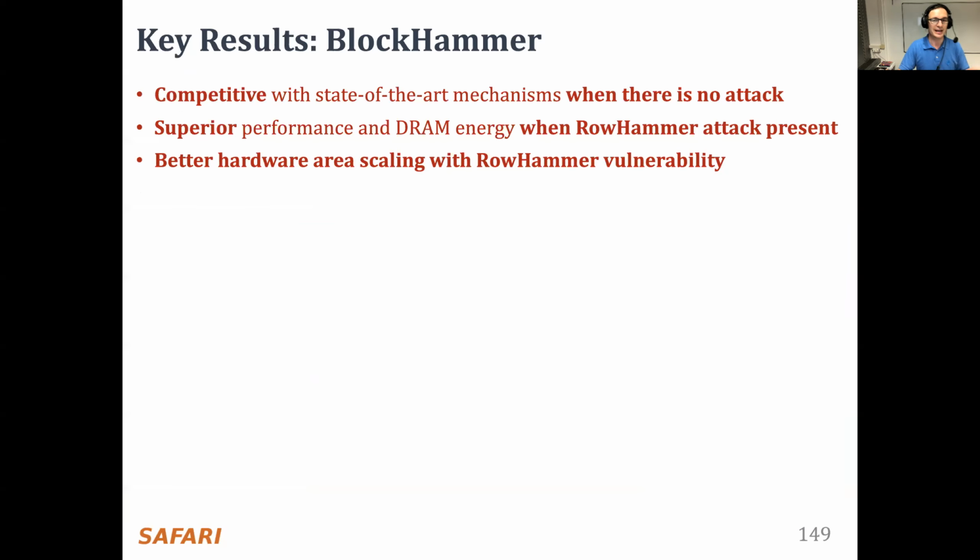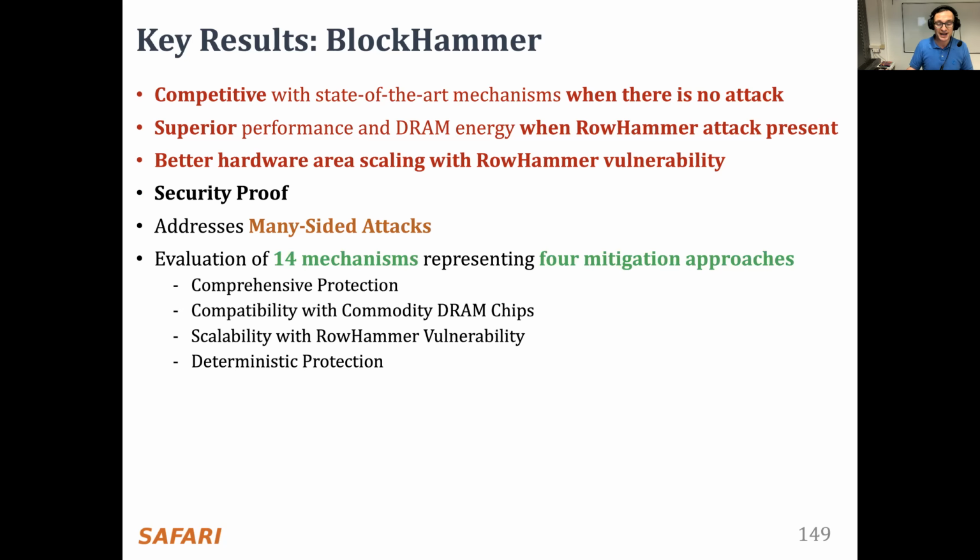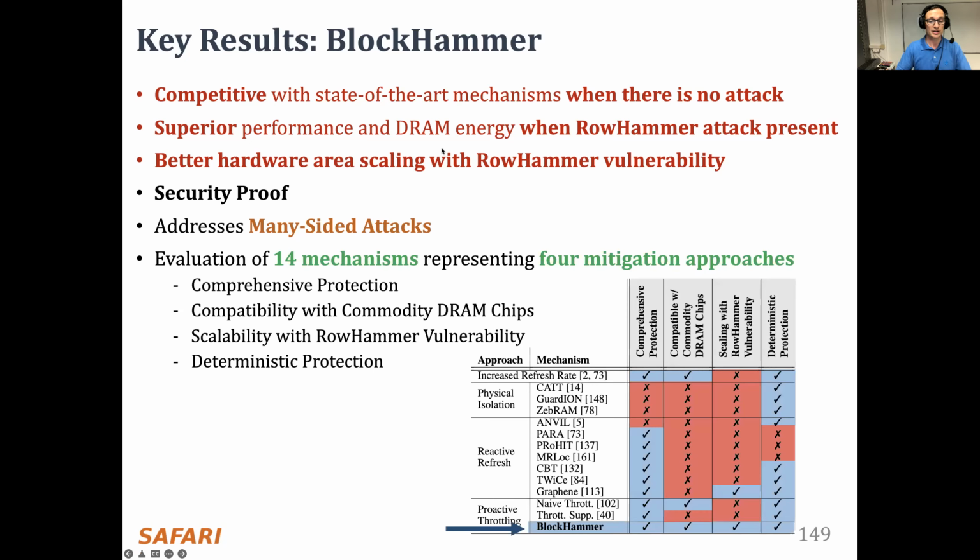Okay, so we also show that you get better hardware area scaling with RowHammer vulnerability compared to other mechanisms. And we have a security proof of this. We address many-sided attacks as well. And we also have a comprehensive description of 14 mechanisms that represent the 4 mitigation approaches to RowHammer.